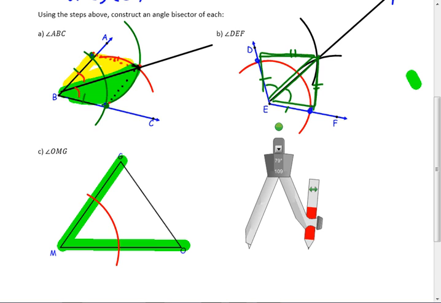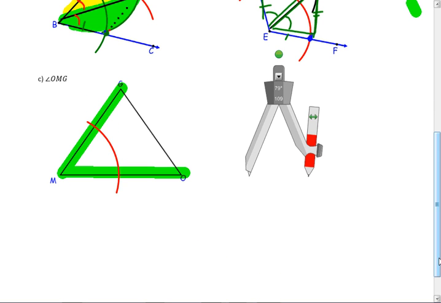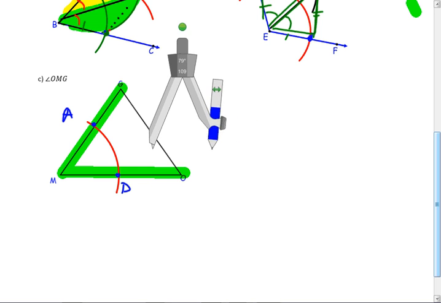Now, I don't really know where G and O are. MG and MO might be the same length. I don't know. But I do know that MA and MD are the same length. I know that. Where's the only place I can put my compass point that even makes sense? Right here at A and D. If the opening's not big enough, you're going to have to change it. You just have to make sure.